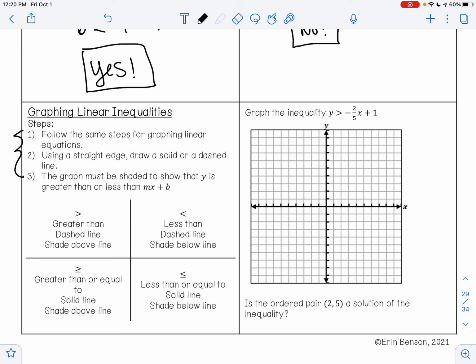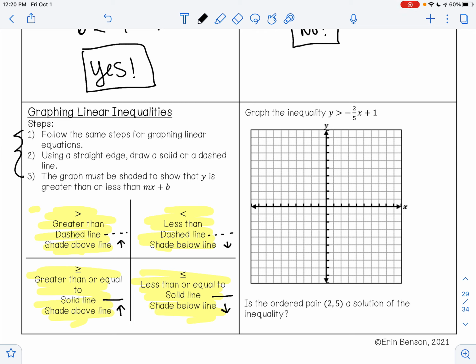Down here, I give you all of the rules that you need to follow. If it's greater than, we'll have a dashed line and we'll shade above. If it's less than, then we'll have a dashed line and we'll shade below. If it's greater than or equal to, we'll have a solid line and we'll shade above. And if it's less than or equal to, we'll have a solid line and we'll shade below. So let's try that with this example here.